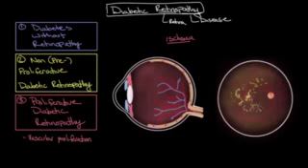So what the retina will do is it tries to compensate for this ischemia by producing a growth factor known as VEGF, which stands for vascular endothelial growth factor. And VEGF does exactly what its name suggests. It produces new blood vessels.